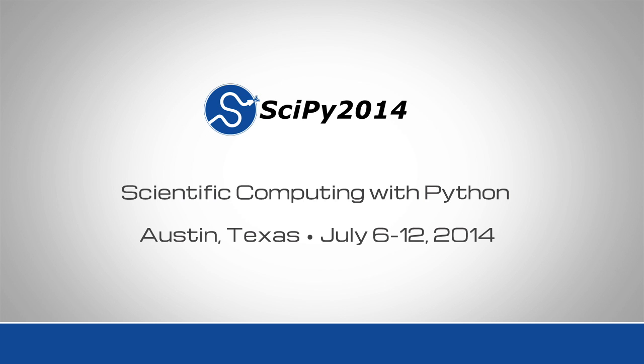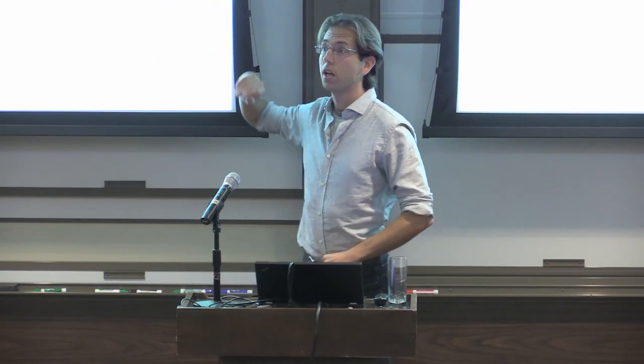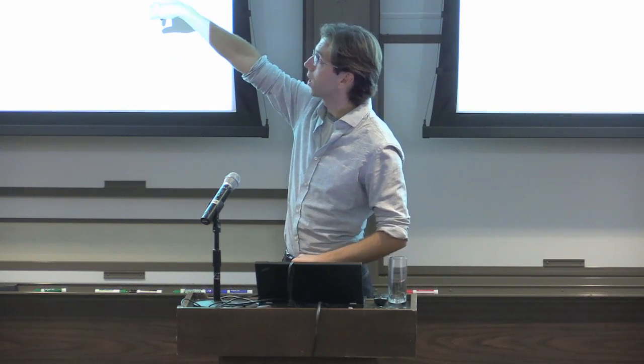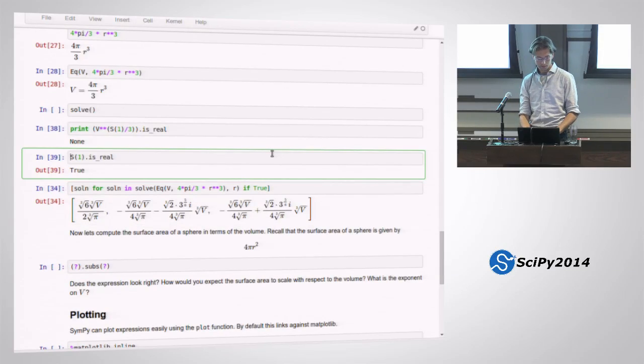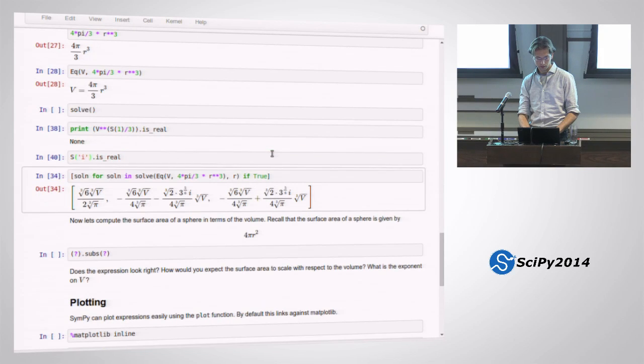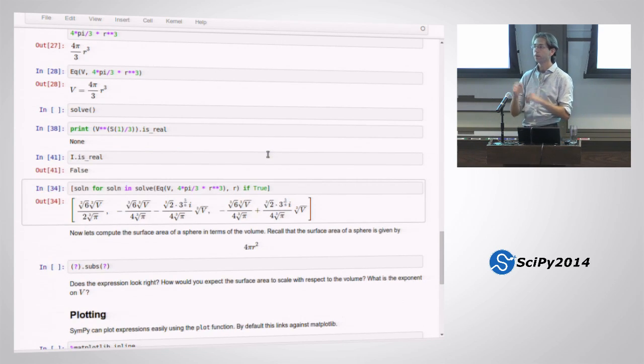So the question in the back was, is there some way to filter out the non-real solutions? And the answer is that SymPy expressions have a dot is real attribute on them, which tells you if the expression is real or not. So for example, sympy of 1 dot is real is true, and SymPy of I, is that going to work out? So I think the imaginary SymPy variable is I, and that's not real.